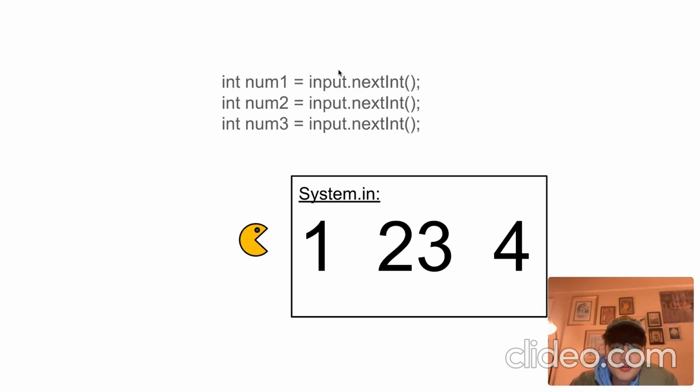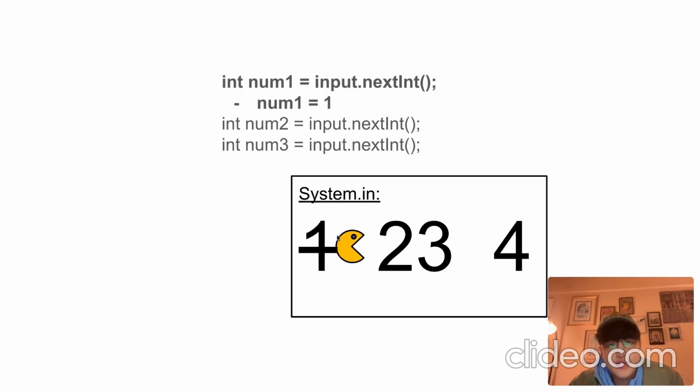So when we call this first nextInt, Pacman will eat until it reaches this space. And then it'll return the integer that it ate, which is 1. And remember, Pacman will wait here and wait for further instructions. It's important to remember Pacman won't reset to the beginning. He persists in his location wherever he is.